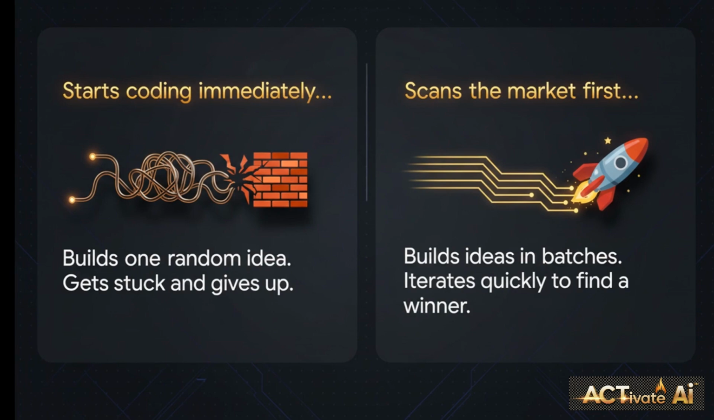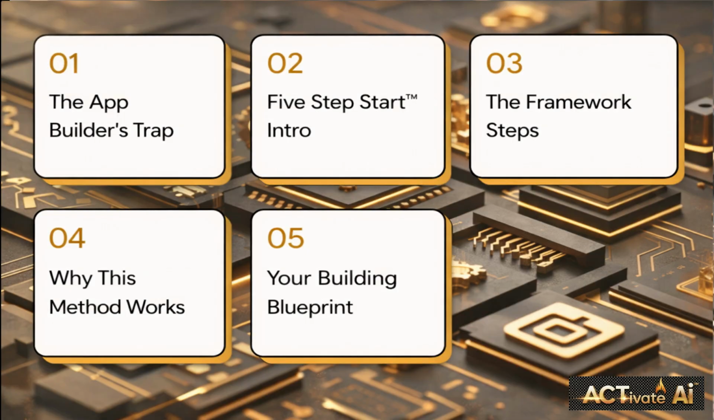Most of us fall into that exact same trap. We get an idea, we jump straight into coding, and then we hit a wall, and then we give up. But there's a much more strategic way. The 5-step start framework. It completely flips the script. It has you operating more like a startup studio, scanning the market, building ideas in batches, and then iterating really fast to find a winner. It's all about replacing brute force with a smarter structure.